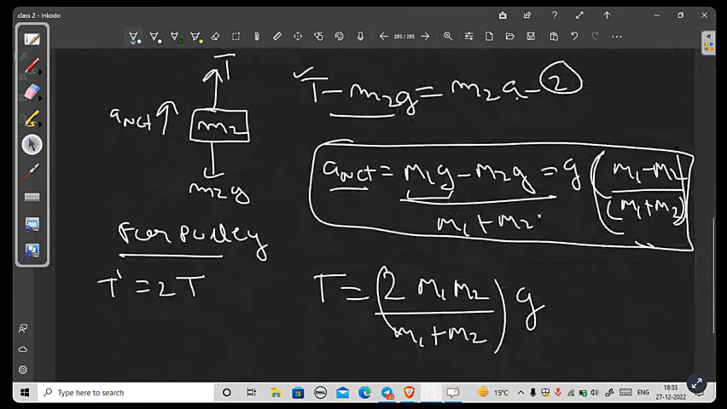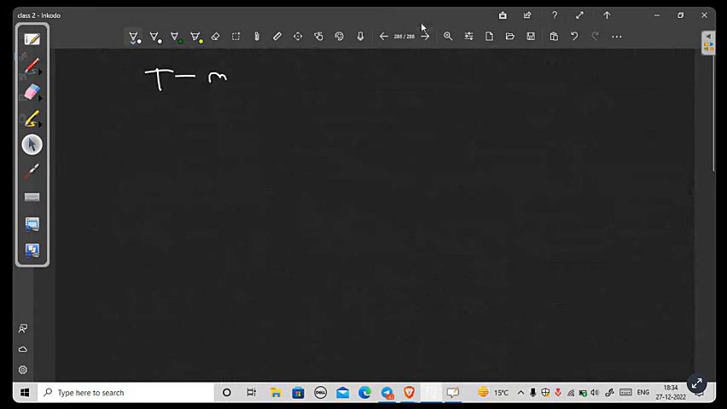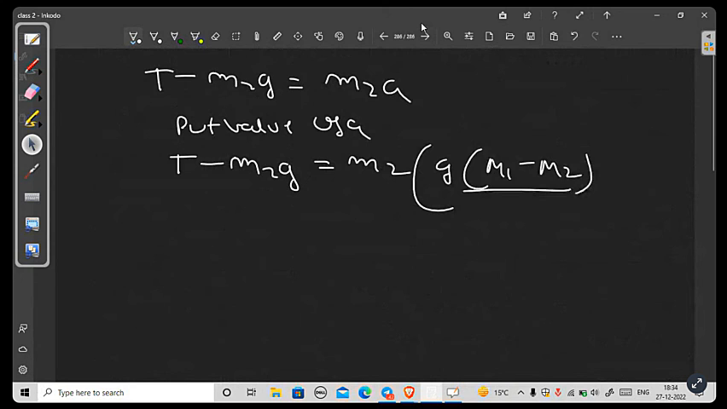See, equation 2 is T minus m2g is equal to m2a. I'll put the value of a. So T minus m2g is equal to m2 into g (m1 minus m2) upon (m1 plus m2). And if you solve this, you can finally arrive at the final formula, which is your 2 m1 m2.